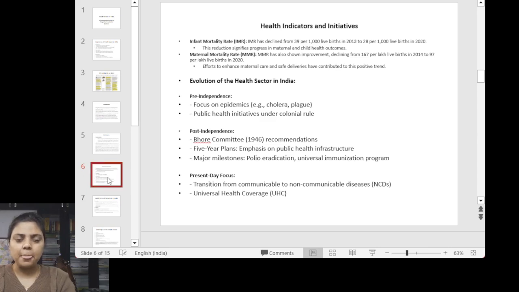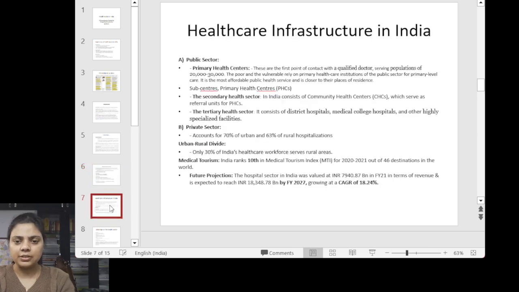Apart from that, the next focus of the present day is universal health coverage, in which we are not focusing only on providing quality health services. We are trying to ensure that it is given to each and every person, and it should include preventive care, and it should include rehabilitation also. So this is something which we are providing in universal health coverage.